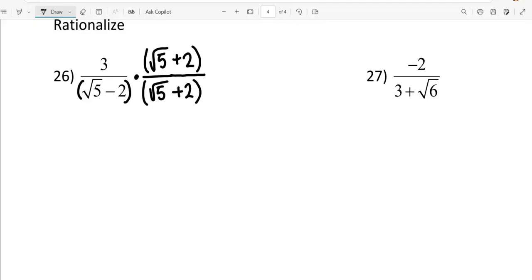On the top, it's nice because all you're doing is distributing that 3. And so 3 times the square root of 5 is 3 square root of 5. 3 times 2 is going to give me a positive 6, and that's in your numerator.